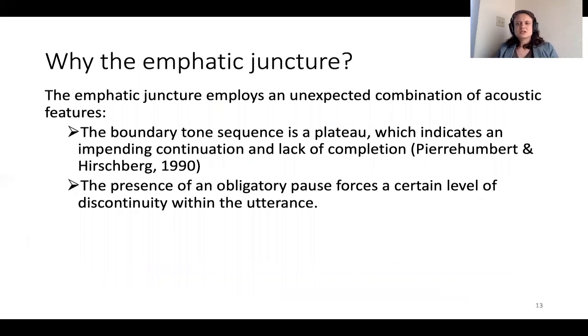Now, why is the emphatic juncture used to mark subclausal quotation? I think it's because the emphatic juncture employs an unexpected combination of acoustic features. First, the boundary tone sequence is a plateau, which indicates an impending continuation and lack of completion. Second, the presence of an obligatory pause forces a certain level of discontinuity within the utterance. So these acoustic features are inherently in tension with one another.